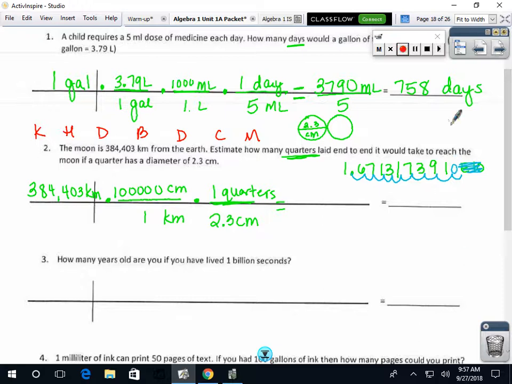Now I'm going to put commas where they should go. So I'm going to write down all the digits first: 167,131,73910. But then I'm going to go back through and put commas where they should be. And so that would end up being 16,713,173,910 quarters is how many you could lay end to end from here to the moon.